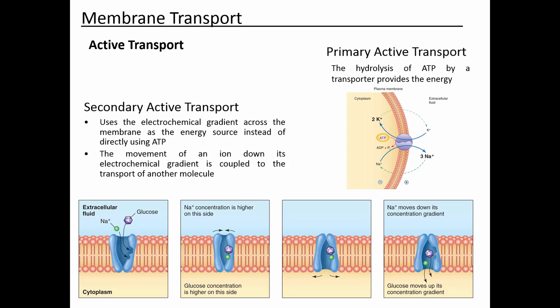In primary active transport, it's simply the hydrolysis of ATP. So the carrier hydrolyzes ATP, and that releases energy that's used by the carrier to transport something against its concentration gradient. And then I do want you to remember a really important example in your bodies and also the bodies of other mammals, and that's the sodium potassium ATPase.